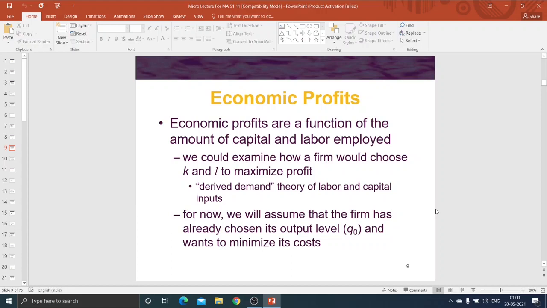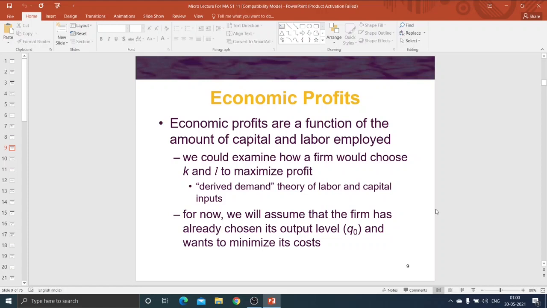So economic profit is a function of the amount of capital and labor employed. We could examine how a firm would choose K and L to maximize profit. The theory of demand for labor and capital inputs is what we have used normally, which we have already seen in the earlier lectures.